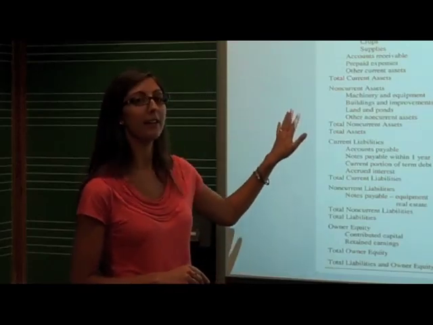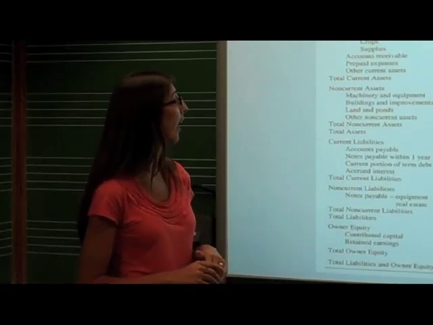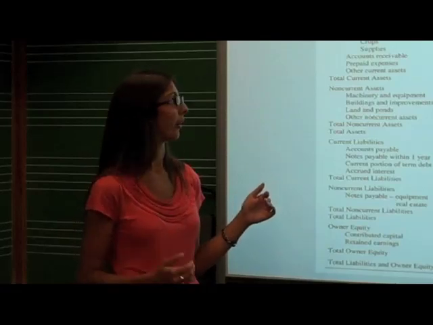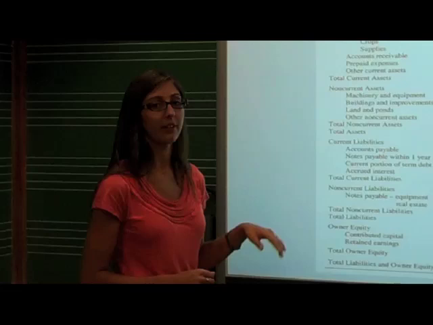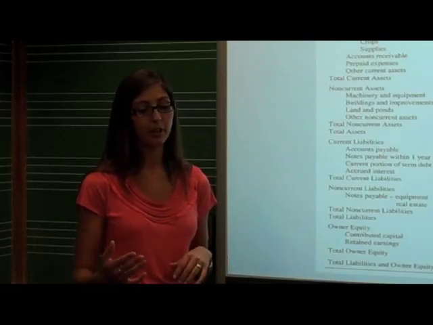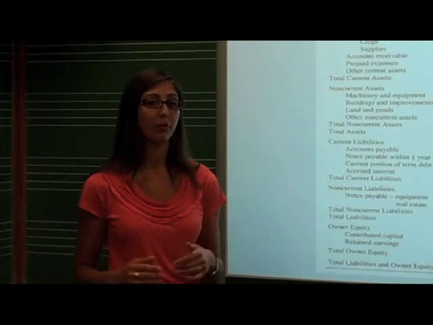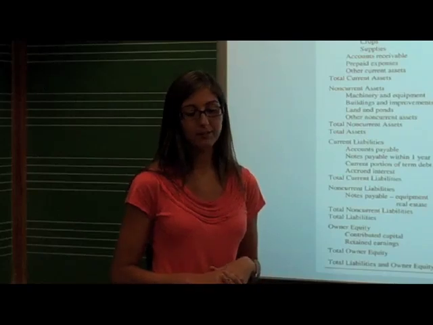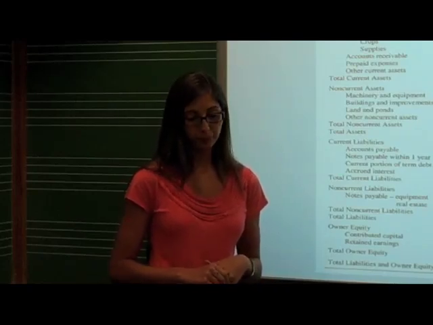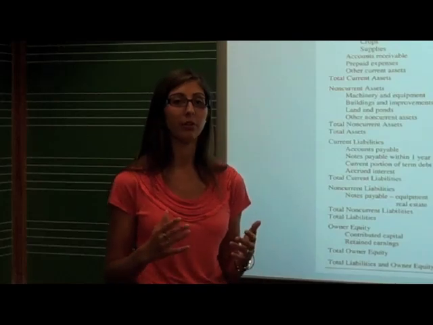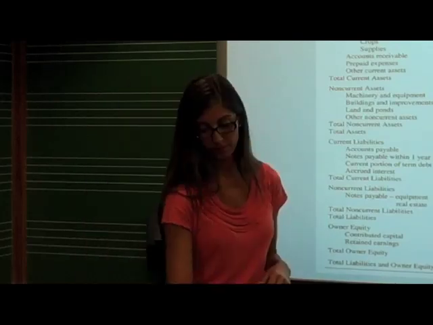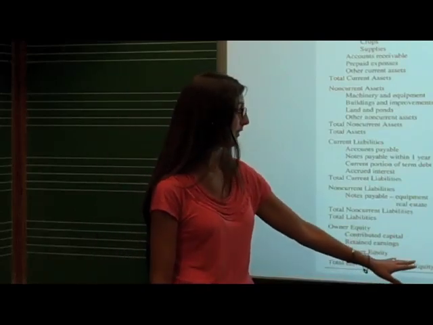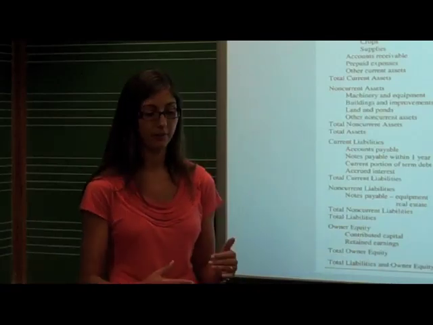So you see that they list and describe each of their assets, their current assets like cash or inventory, and then their non-current assets, machinery and equipment, those assets that you keep over a longer period of time. Liabilities would be accounts payable, like we discussed, and the current portion of your debt right now. And you see here at the end the total liabilities and owner equity once it's all separated out.